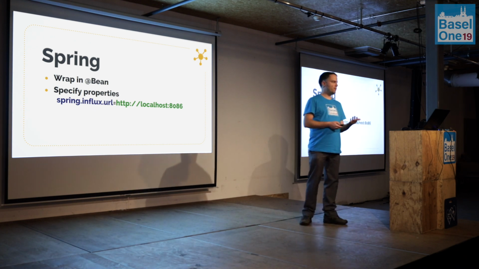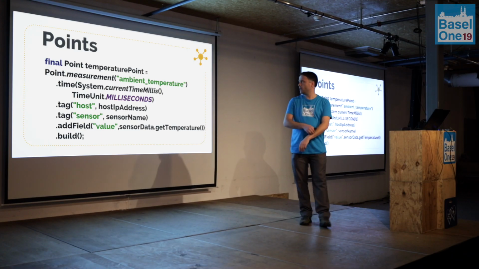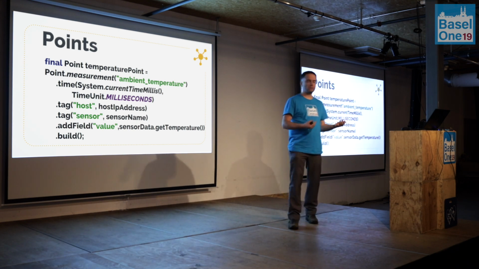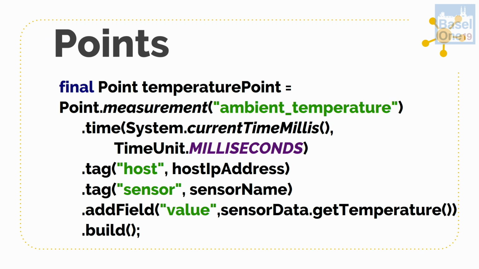After you've set up everything, you can program using the library. And you do that by using points. So every measurement that you have is a point. We define the name of the measurement, in my case ambient temperature. We define the time, so the current time, and then we store the different information that we want to store, and we build it.